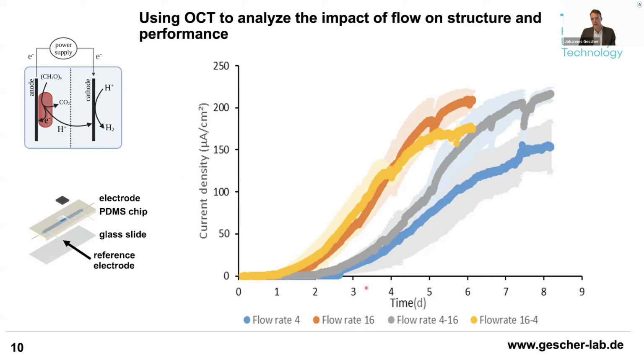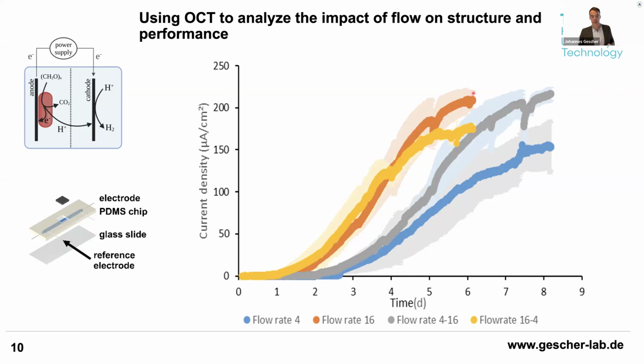So, we did a very simple experiment. We had a flow rate of 4 milliliters per minute in this small chip, and 16 milliliters per minute. So with 4 milliliters per minute, we have less current production. Current develops not as fast. If we start with 16 milliliters per minute, we have more current, and current actually develops rather fast.